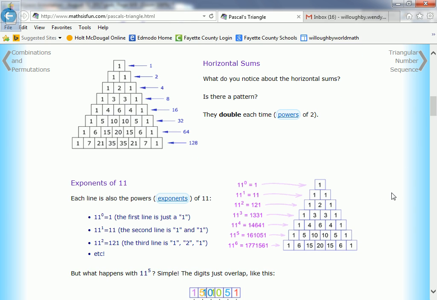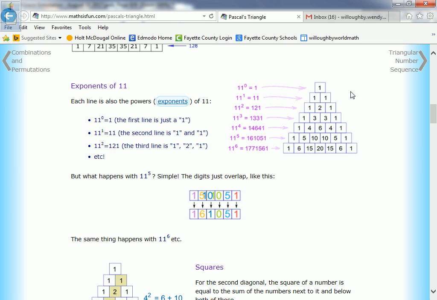Now, this is where it really just starts getting cool to me. There's so many things that we can see when we study this triangle. The first row, the sum is 1. The second is 2. The third is 4. The fourth is 8. The fifth is 16. Do you see that these are all powers of 2? Powers of 2. Now, this is also neat to me. The rows themselves are powers of 11. The first one is 11 to the 0, then 11 to the first, and 11 to the second, and 11 to the third.